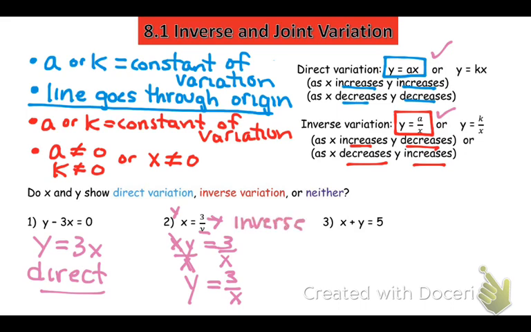And we have one more. We're just going to subtract x from both sides. Y equals -x plus 5. This is in slope-intercept form, so this one is going to be neither.